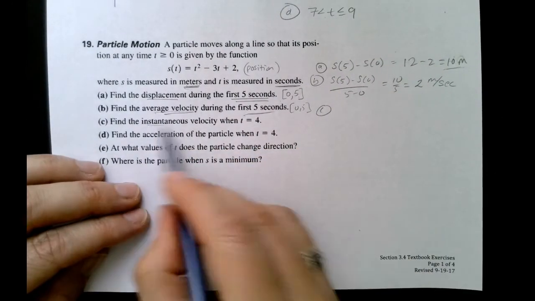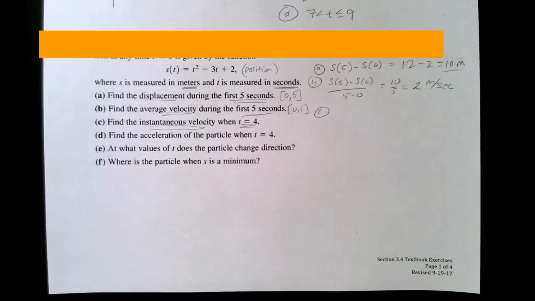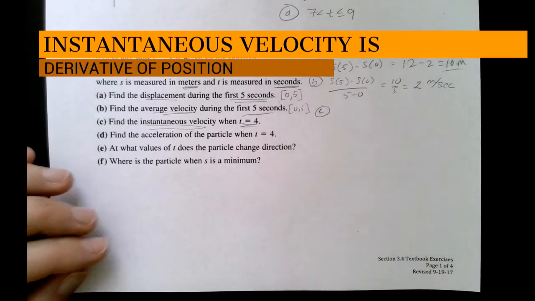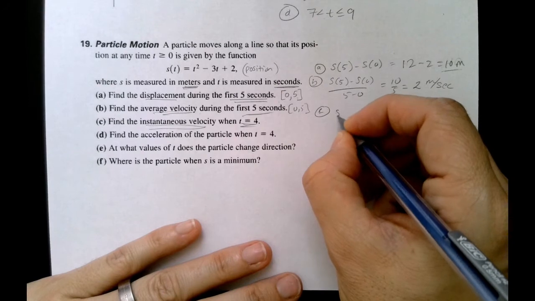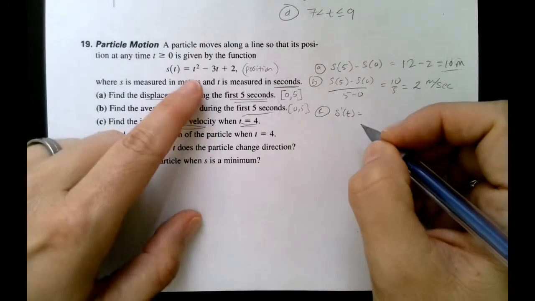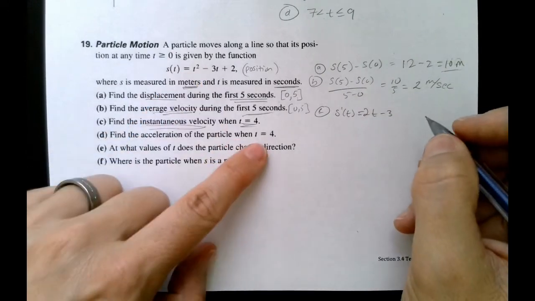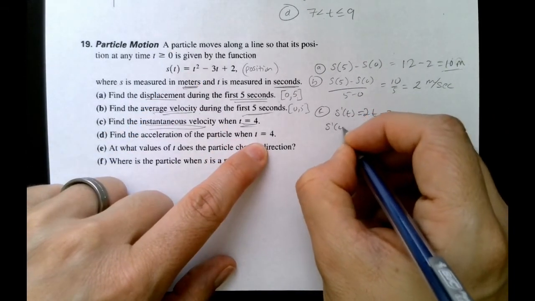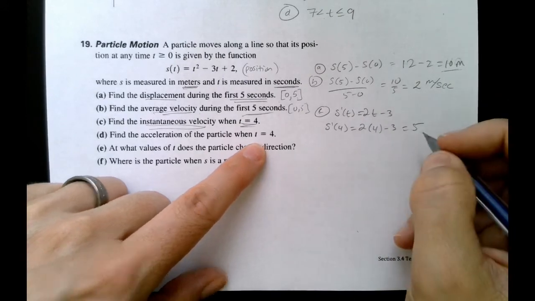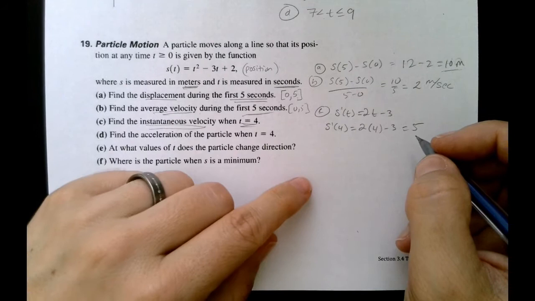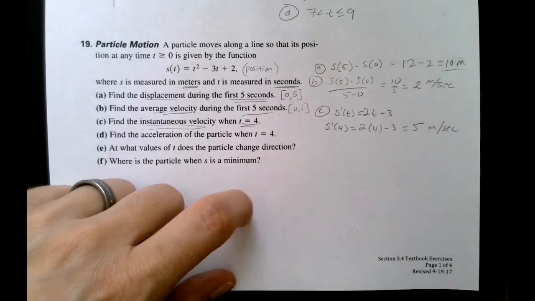C, find the instantaneous velocity when t is 4. Okay, now we're talking derivatives here. Instantaneous velocity is just the derivative of the position function. So S prime is, by the power rule, 2t minus 3. Now what is it at 4? So we're going to do S prime at 4. That's 2 times 4 minus 3, that is 5. Now be careful, it's instantaneous velocity. So what is my rate? It would be meters per second.